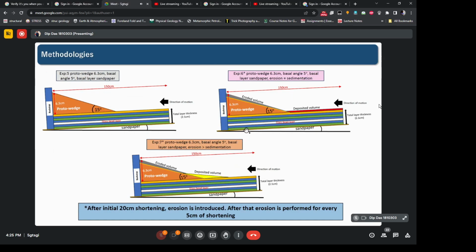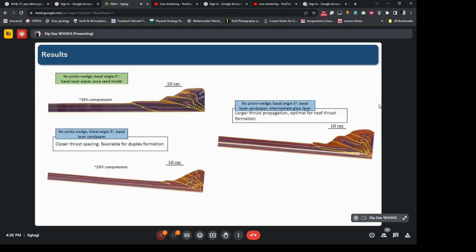In these erosion and sedimentation experiments, after the initial 20 centimeter shortening, erosion is introduced, and the erosion is performed for every 5 centimeter of shortening to maintain a constant taper angle of 15°. Now, there are some examples of experiments, but the interesting thing is that here, for the intermediate glass bead layer, we see that thrust sheets are propagating further compared to the other experimental setups.